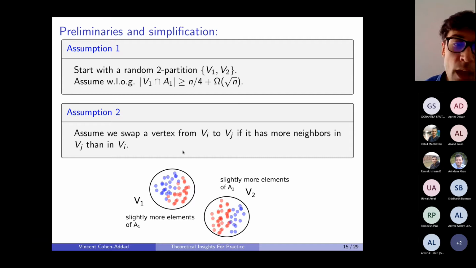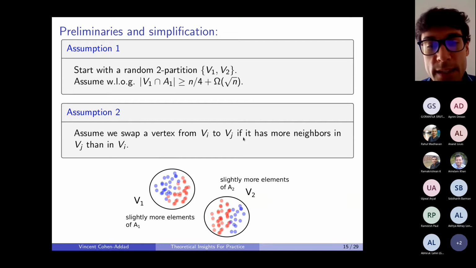And we can make this assumption too. This assumption too, you can easily remove. So this is just for simplification of the exposition. I'm just going to say that a vertex is going to go from VI to VJ if it has more neighbors in VJ than in VI. Okay. So here is the picture.